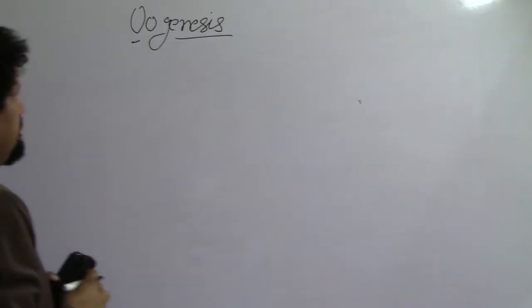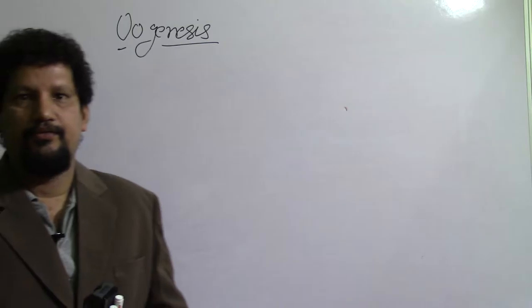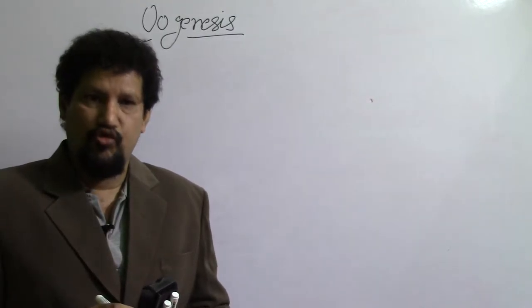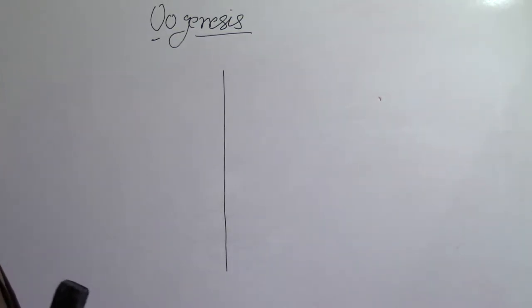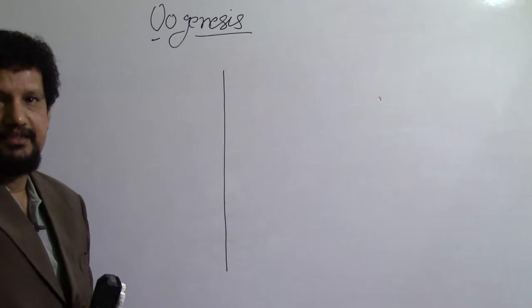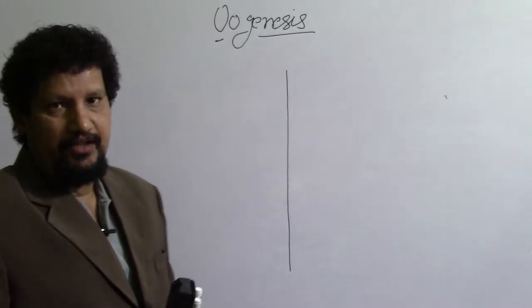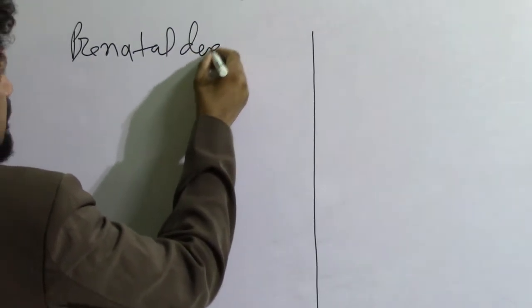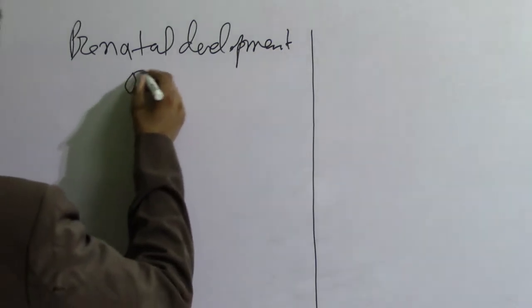So the process of oogenesis starts in the very early life of the embryonic period of a female inside her mother's womb. So I have divided oogenesis in two parts. The first part occurs inside mother's uterus, and the second part occurs after birth. So here is the prenatal development or prenatal part of oogenesis.